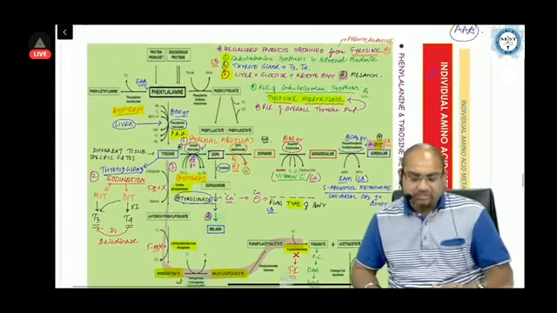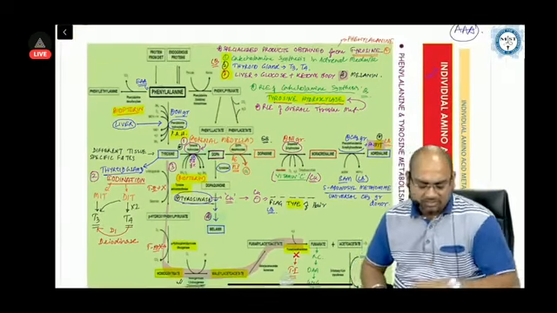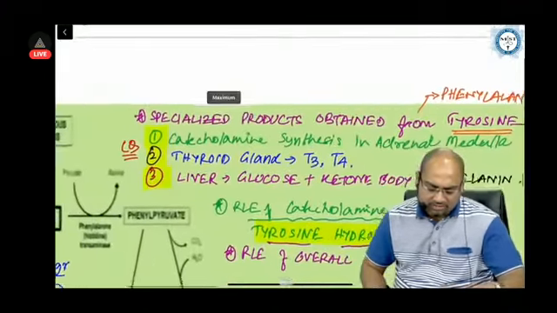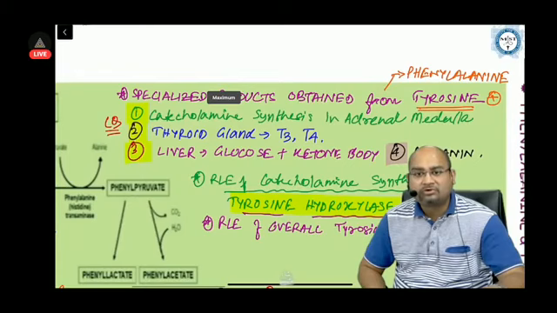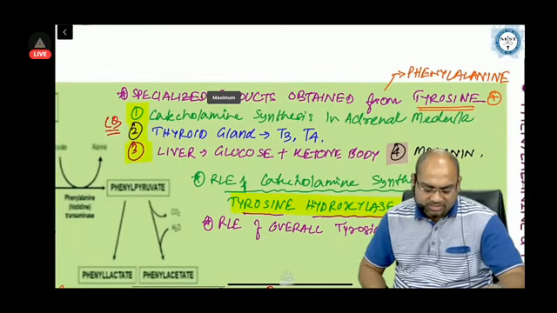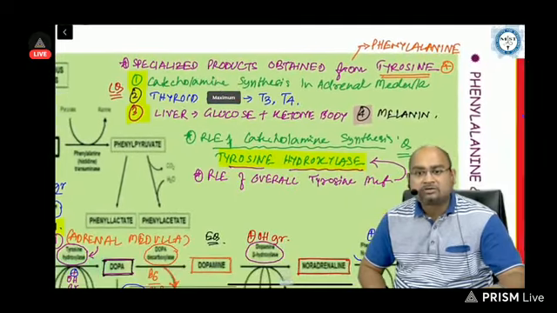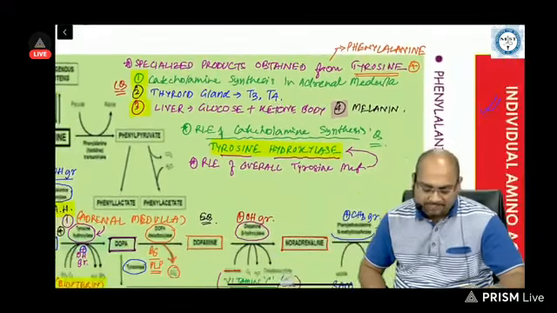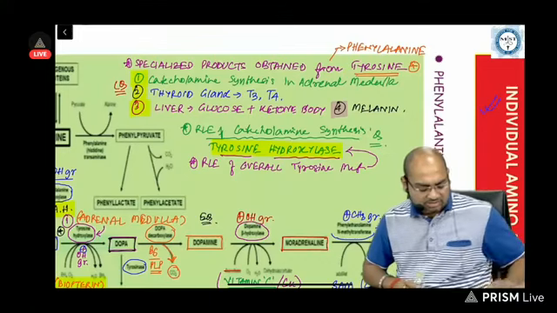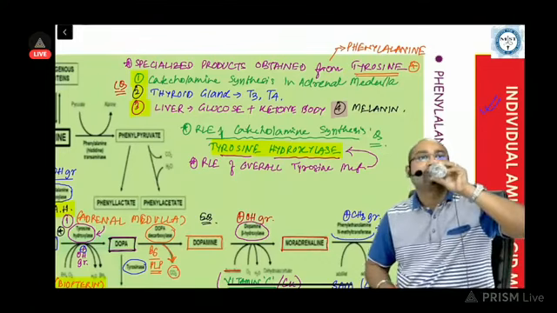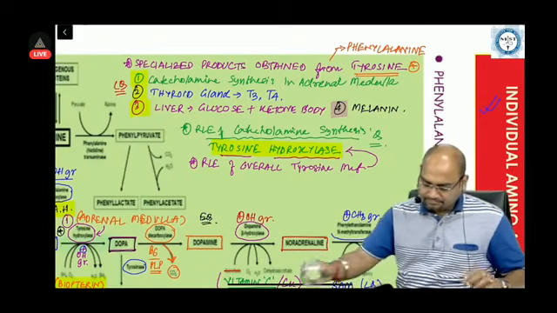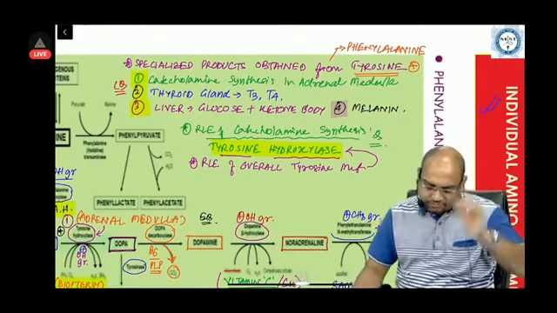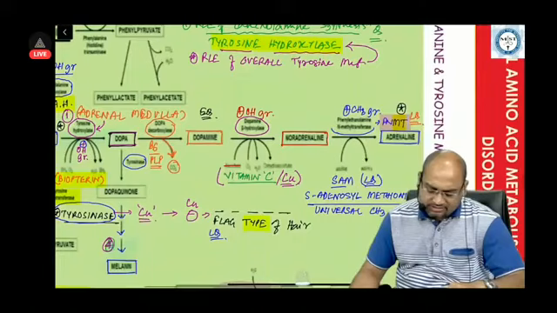We have studied the individual amino acid metabolism. Let me quickly make you remember the MCQ points: from tyrosine we have 4 different types of products: catecholamines, T3, T4, glucose and ketone bodies, and melanin. The rate limiting enzyme of catecholamine synthesis is tyrosine hydroxylase. Overall tyrosine metabolism answer is also tyrosine hydroxylase.